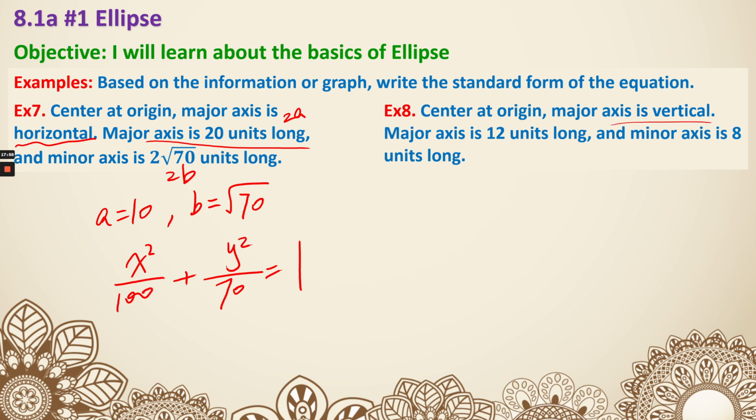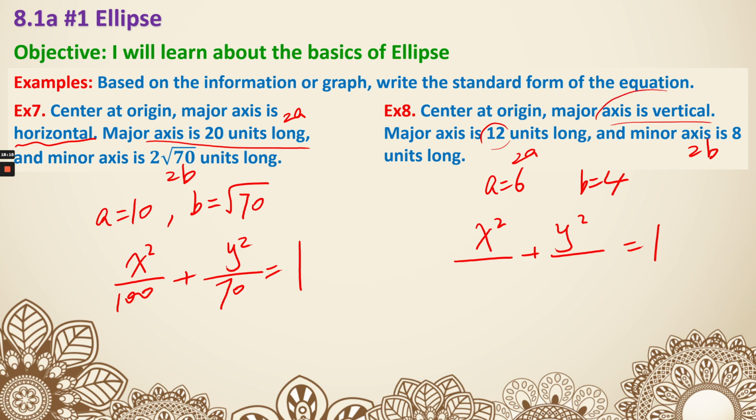Example 8. This time major axis is vertical and major axis is 2a again, so A is 6. Minor axis is 2b, so B is going to be a 4. Is that the origin? All we need to do is put the numbers in the right place. So x squared over something plus y squared over something equals 1. And in this case, our major axis is vertical, so the bigger number goes under the y squared. So A squared is under y squared, which is 36. And the other one is going to be the b squared, so 4 squared, that is 16.